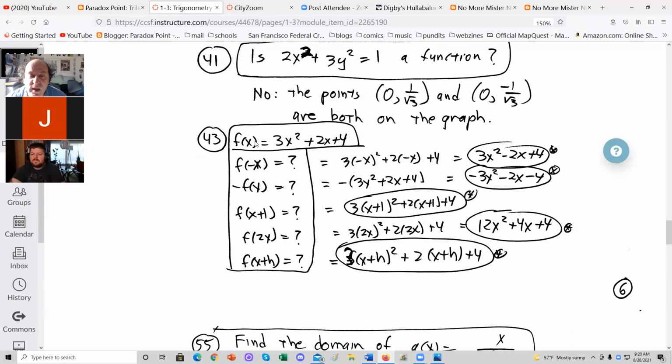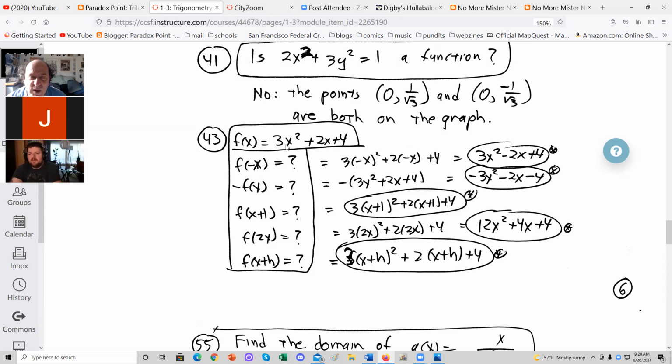Here's f of x equals 3x squared plus 2x plus 4. What's f of negative x? What's negative f of x? Note the subtle difference. Here we take negative, then f. Here we take f, then negative. What's f of x plus 1? What's f of 2x? What's f of x plus h?